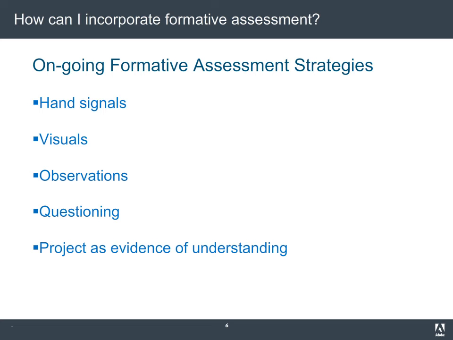The first two that we're going to talk about are hand signals and visuals, and these are very effective ongoing formative assessment strategies, or checking for understanding strategies as they are also known, when you're posing a question to the whole group. So you're posing a question to your entire audience, and this happens often after direct instruction. So if you're looking to check for understanding after direct instruction to make sure that the learners were learning what you were trying to teach them, you can pose a question to the whole group.